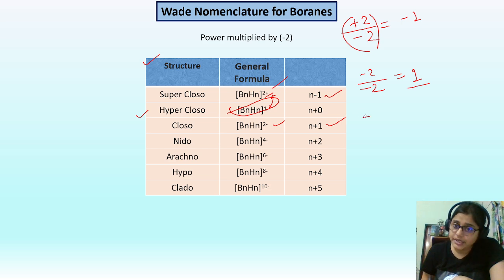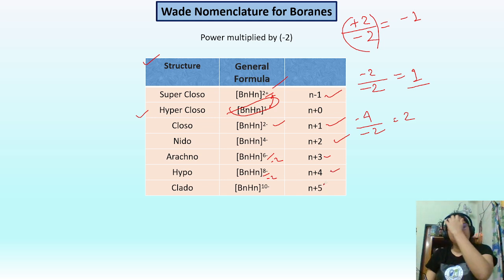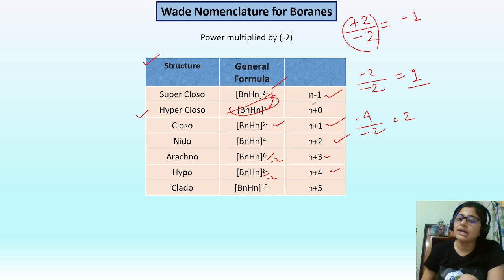BnHn 4 minus, so minus 4 by minus 2, it will be 2. So nido. And the same here also, minus 2, it will be plus 3. Here also minus 2. After division, it will be plus 4. Like that way, this is happening. So how is it helpful?